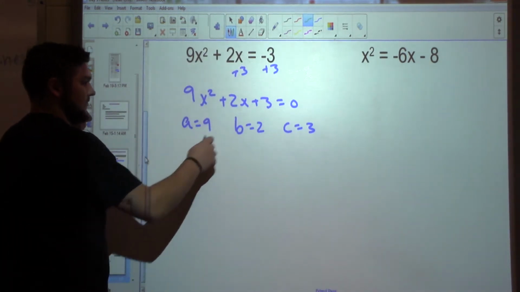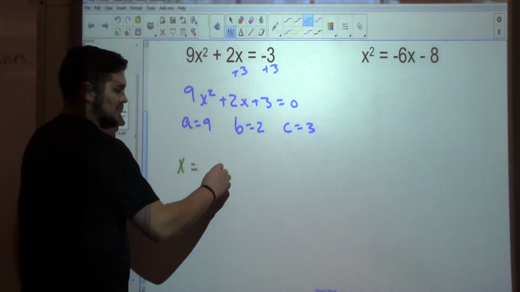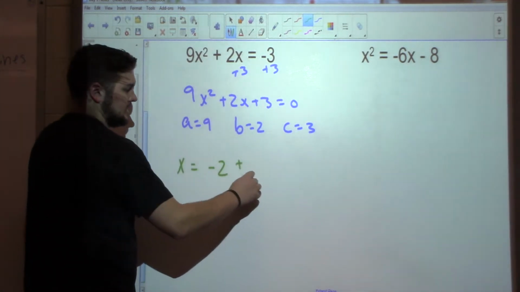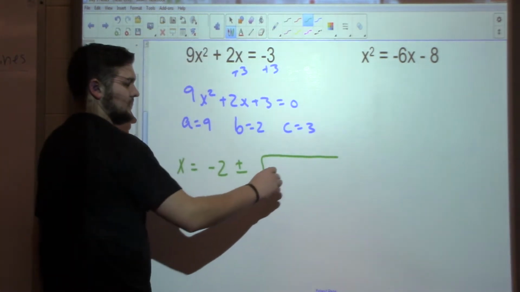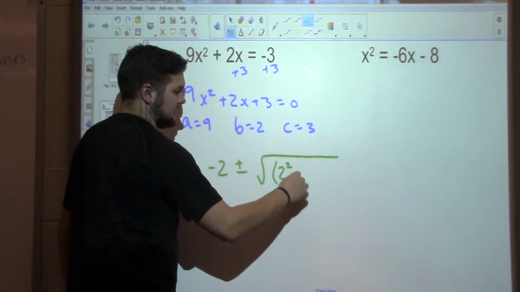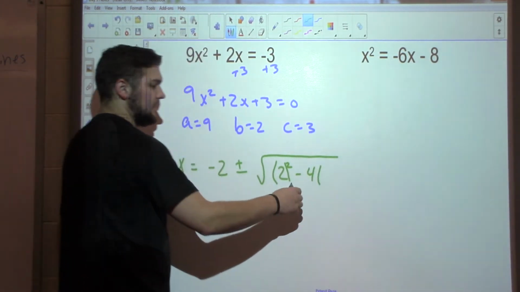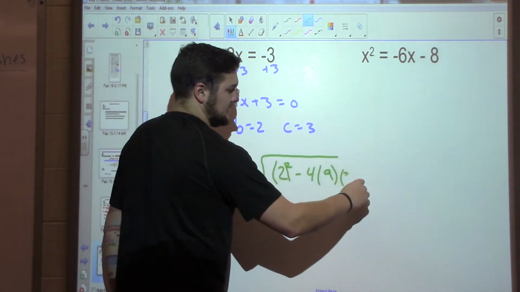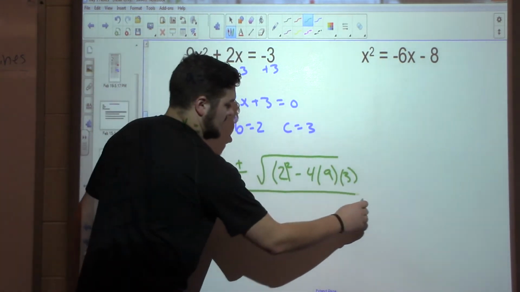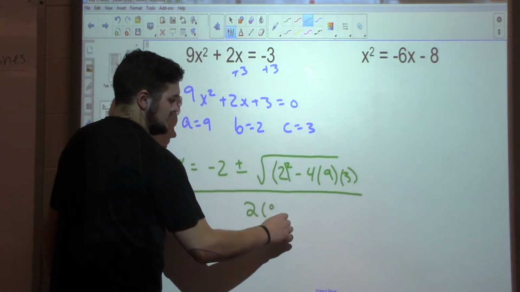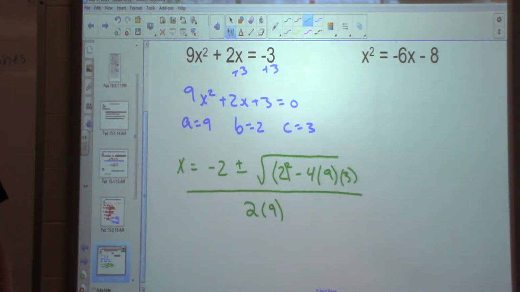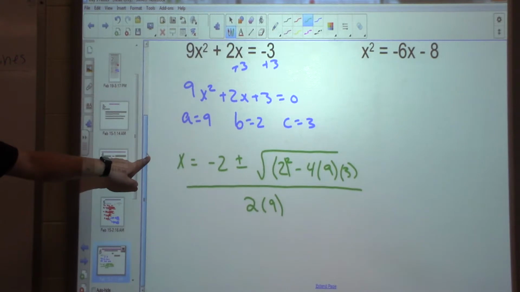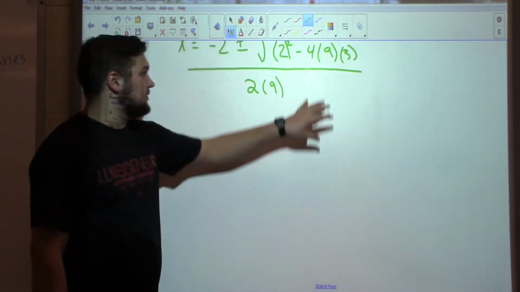So, negative B, right? X equals negative B, or negative 2, plus or minus the square root of B squared, or 2 squared, minus 4, times A, which is 9, times C, which is 3, all over 2A. Right? Same thing. Start by doing your algebra here.